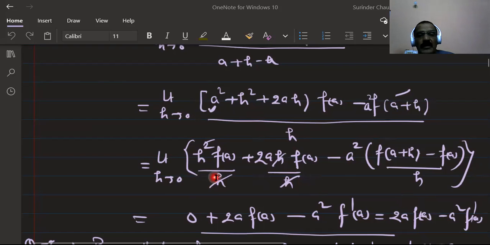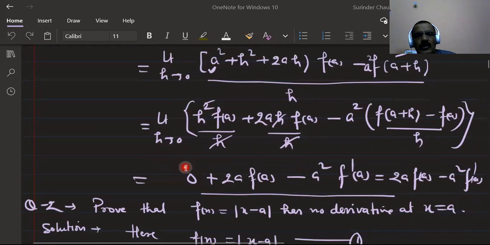Now, the limit of the sum is the sum of the limits. The limit of h as h approaches 0 is 0, and the limit of 2a, a constant, gives 2a f(a), minus a² times the limit as h approaches 0 of (f(a + h) − f(a)) / h. After simplifying, we get 2a f(a) − a² f'(a).